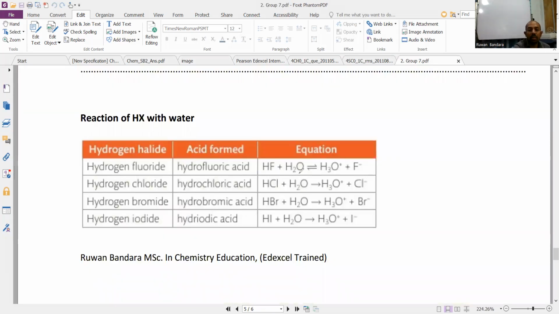Remember the reaction. HF reacts with water to form H3O+. H3O+ means H+, so an acid is formed.